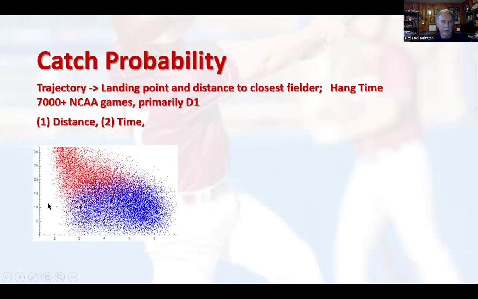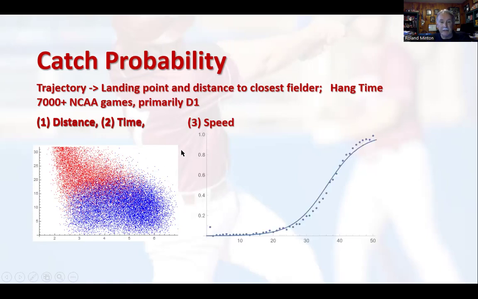So here's a scatter plot. Red are the hits, blue are the outs. Pretty good division line between what's a hit and what's an out. Not a bad predictor. There's a better one, which I thought from the beginning would be better. If I've got distance and time, I can compute speed. So how fast does the closest fielder need to go to get there?